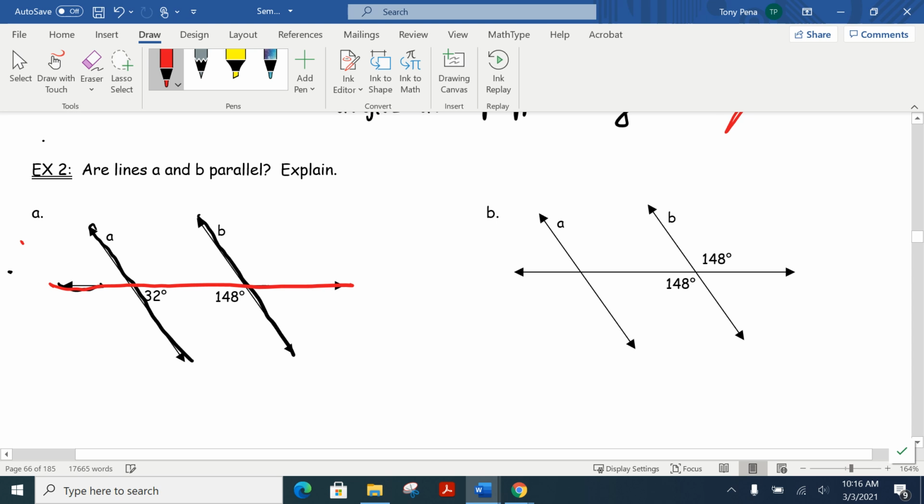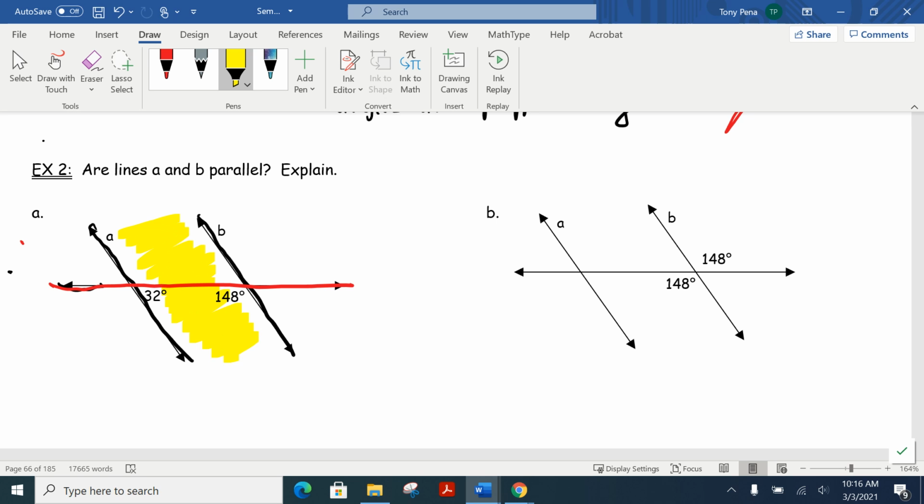So the question is, are these parallel? Because notice again, we don't have these arrows drawn in that allow us to say that they are in fact parallel. So the question would be, what kind of angles are these? And do they satisfy these conditions? So if we think about these as, here's the inside of my 2 parallel lines or possible parallel lines. So those are interior angles, and they are on the same side of the transversal.